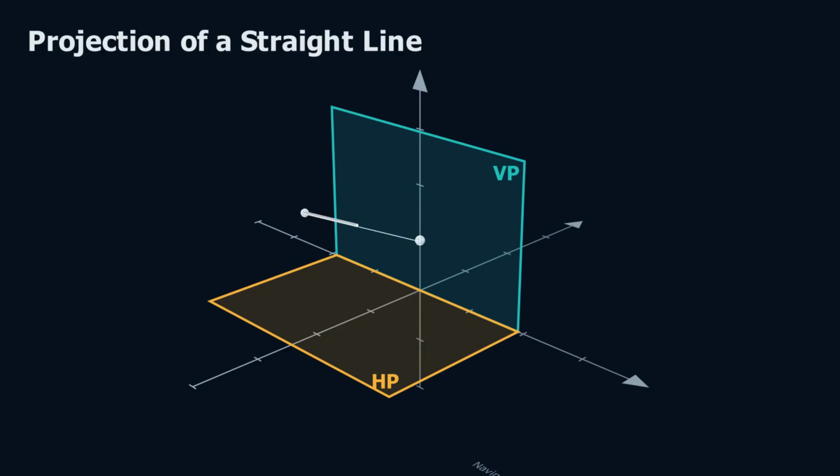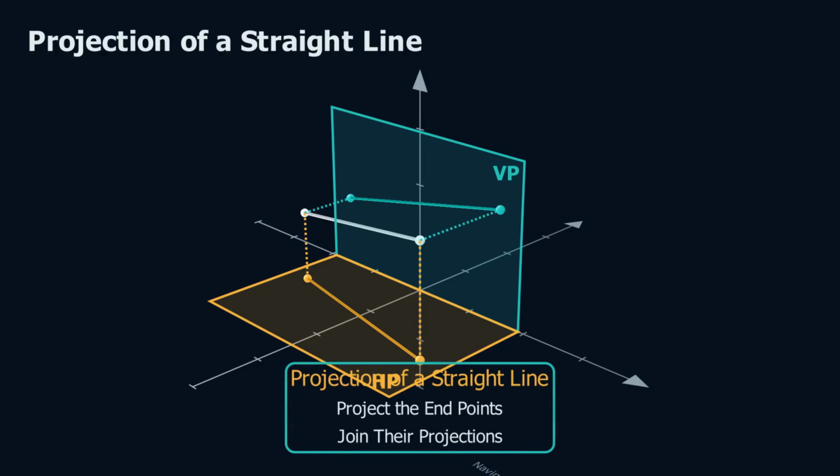Consider an arbitrary straight line joining points A and B. The first step is to project point A onto the vertical plane and the horizontal plane. Repeat the same procedure for point B. Finally, join the corresponding projections of the two endpoints. Joining the front projections gives the front view, while joining the top projections gives the top view of the line. This simple procedure applies to every problem involving the projection of straight lines, regardless of their orientation.